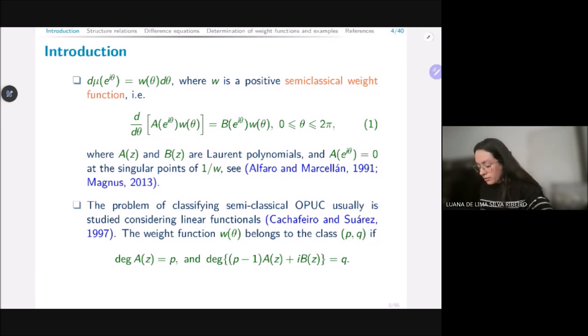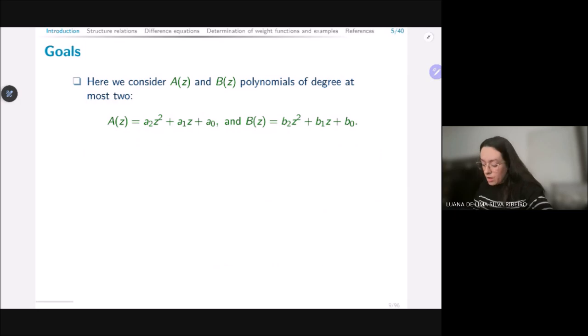We are interested in a particular case where the polynomials A and B are polynomials of degree at most 2 and can be written in this form. The coefficients of polynomial A will be A2, A1, A0, and the coefficients of polynomial B will be B2, B1, and B0.